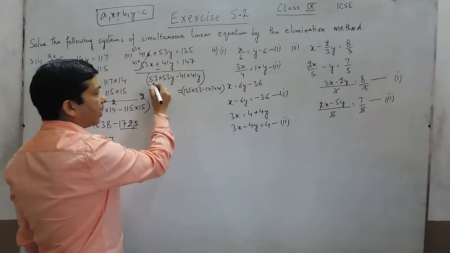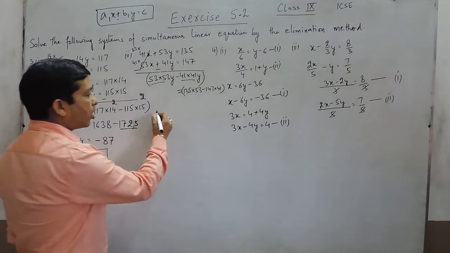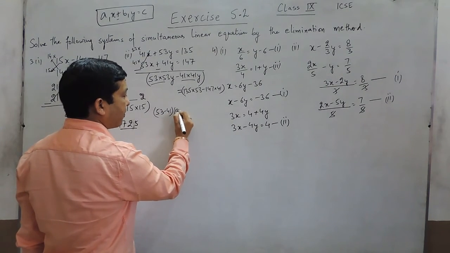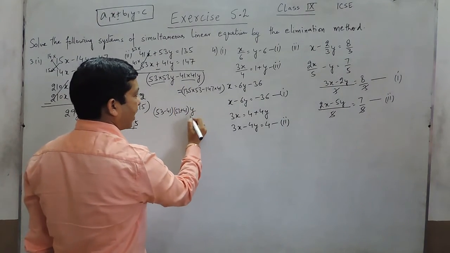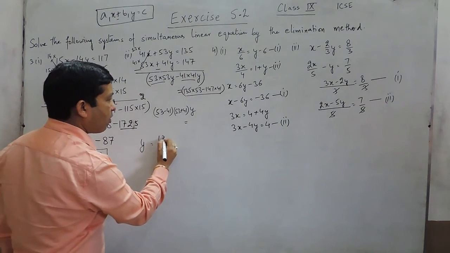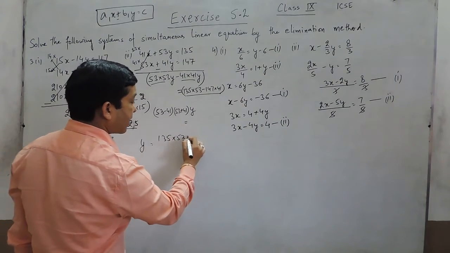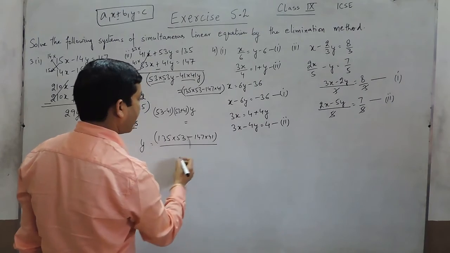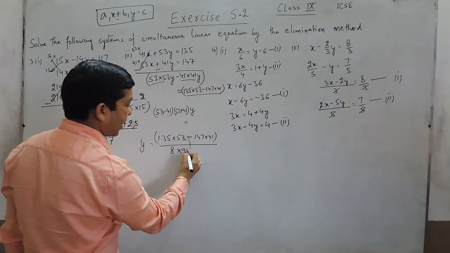Here we can apply the identity x square minus y square, so it comes out to be 53 minus 41 into 53 plus 41. Now we can multiply it easily. The value of y will become 135 into 53 minus 147 into 41 upon this multiplied by this, that is 8 multiplied by 95.